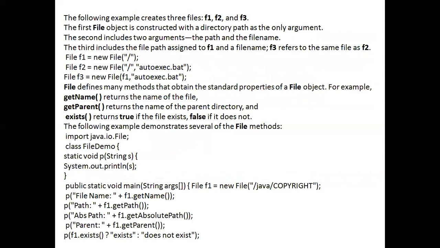The following example creates three files, and here is how we can create them. So F1, F2, F3 are three file objects. The first file object is constructed with a directory path as the only argument. The second includes two arguments, the path and the file name. The third includes the path assigned to F1 and the file name. F3 refers to the same file as F2.